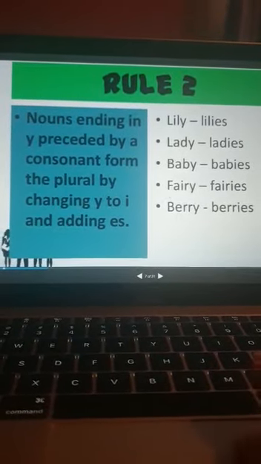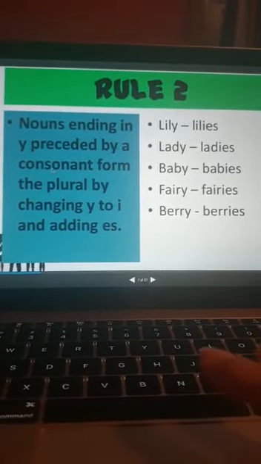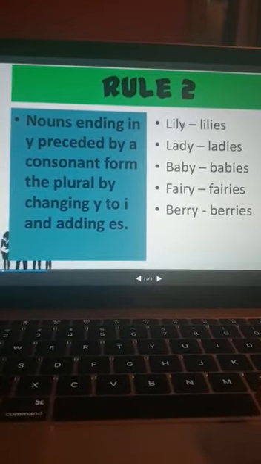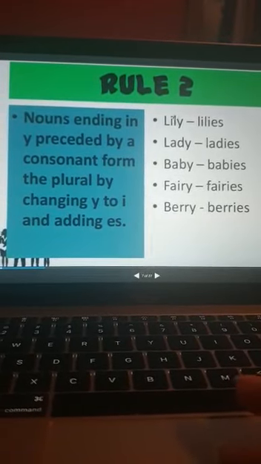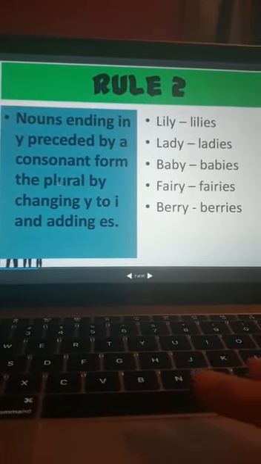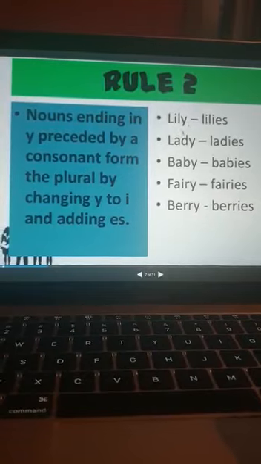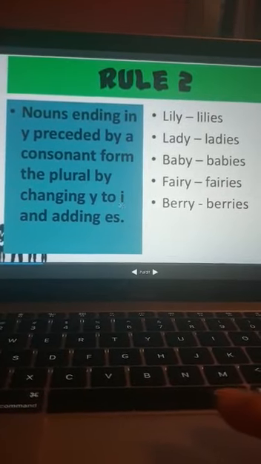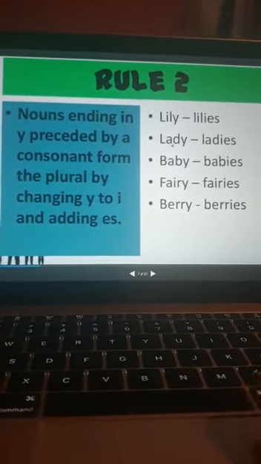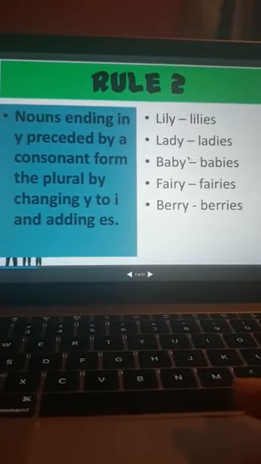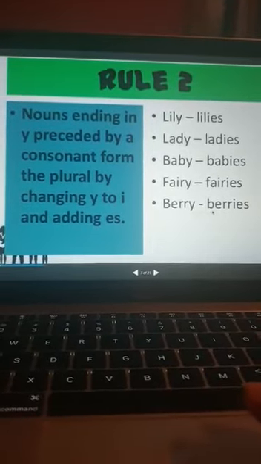Now next comes rule 2. Nouns ending in y preceded by a consonant. That means when we have a word ending with y, but before that y we have a consonant. So what happens to them? Form the plural by changing y to i. That means y gets converted into i, and then after that i we use es. So lily becomes lilies, lady becomes ladies, baby becomes babies, fairy fairies, berry berries, and so on.